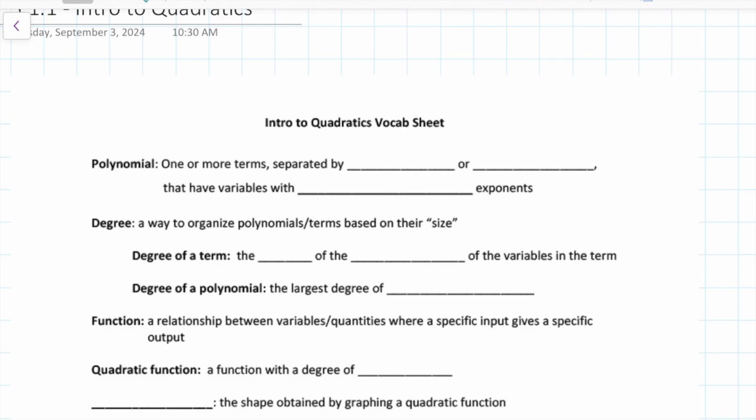First up, we've got polynomials. A polynomial is either one term or a sequence of terms which are all separated by either addition or subtraction. But to be a little bit more specific, all of those terms have to have exponents that are whole numbers. So we don't want negative exponents, we don't want fractional exponents. That also means no variables on the bottoms of fractions or no variables inside of roots.